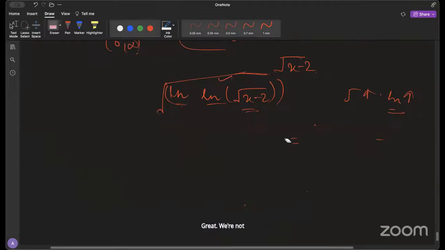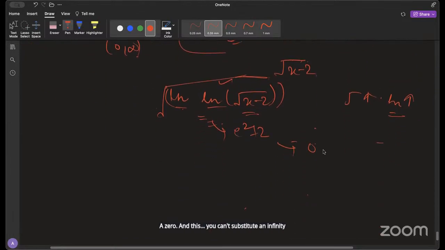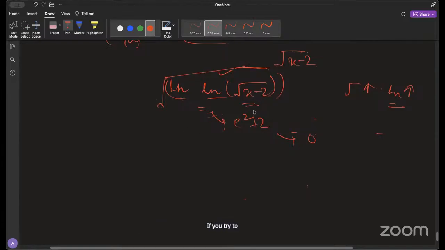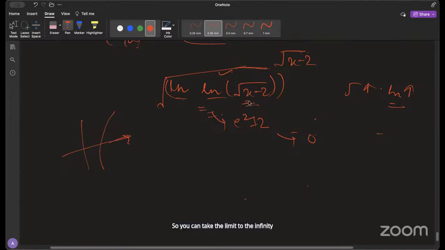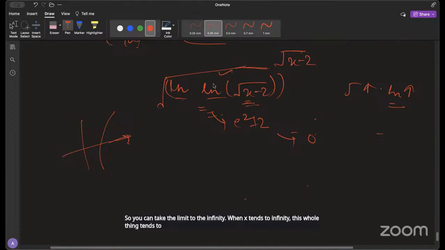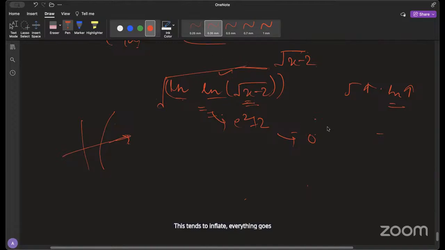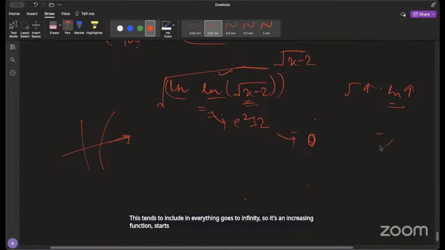We're very short on time, so we're not doing everything. When you substitute e square plus 2 in this function, you will get a 0. And you can't substitute an infinity here, obviously. But you can just intuitively look at it. Infinity is not a number, but we're just getting an idea if you take the limit to be infinity. When x tends to infinity, this whole thing tends to infinity, and everything goes to infinity. So it's an increasing function, starts from 0, goes till infinity. So that means this is the range.